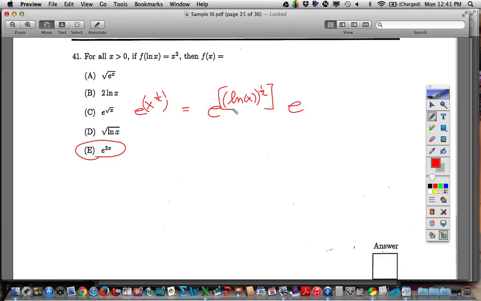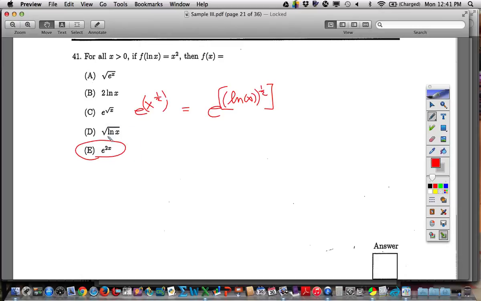Yeah, I don't know. I don't think so. See, I was thinking we could bring the power down in front, but you can't. It's not inside here. But there's no way it's going to be x squared.